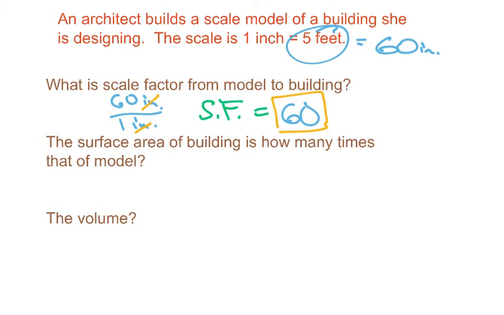So the next question asks about the surface area of the building, and they want to know how many times that is of the model. So just not too long ago, we thought about this. What is the ratio of areas for similar figures or similar solids?